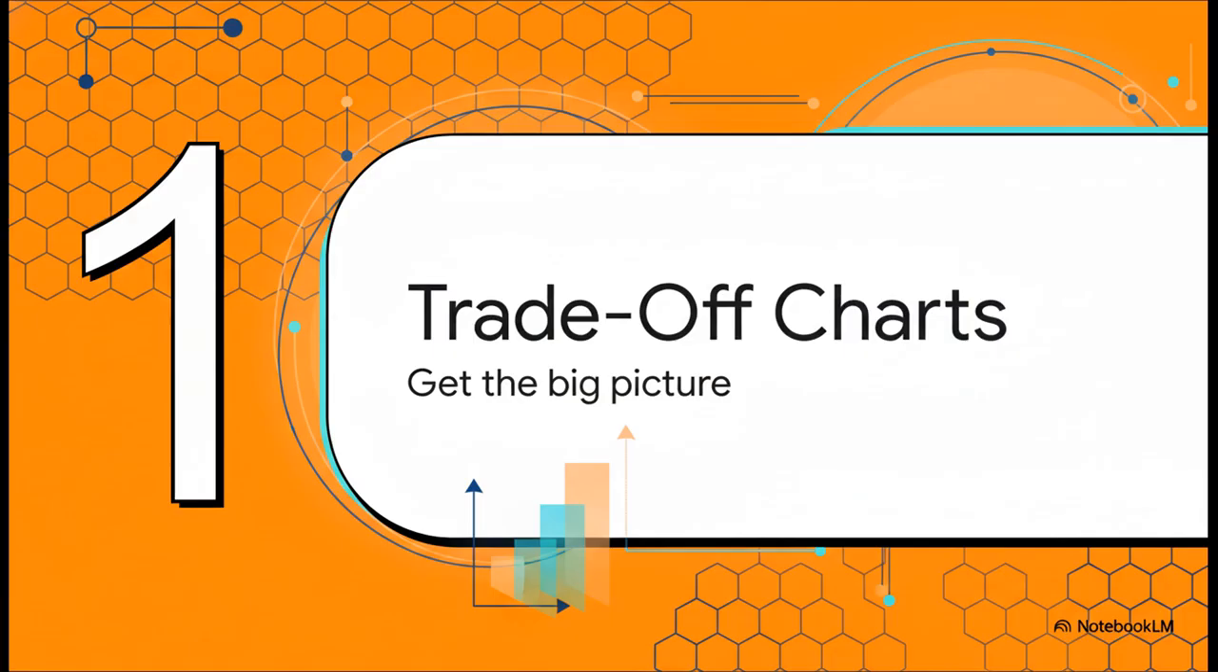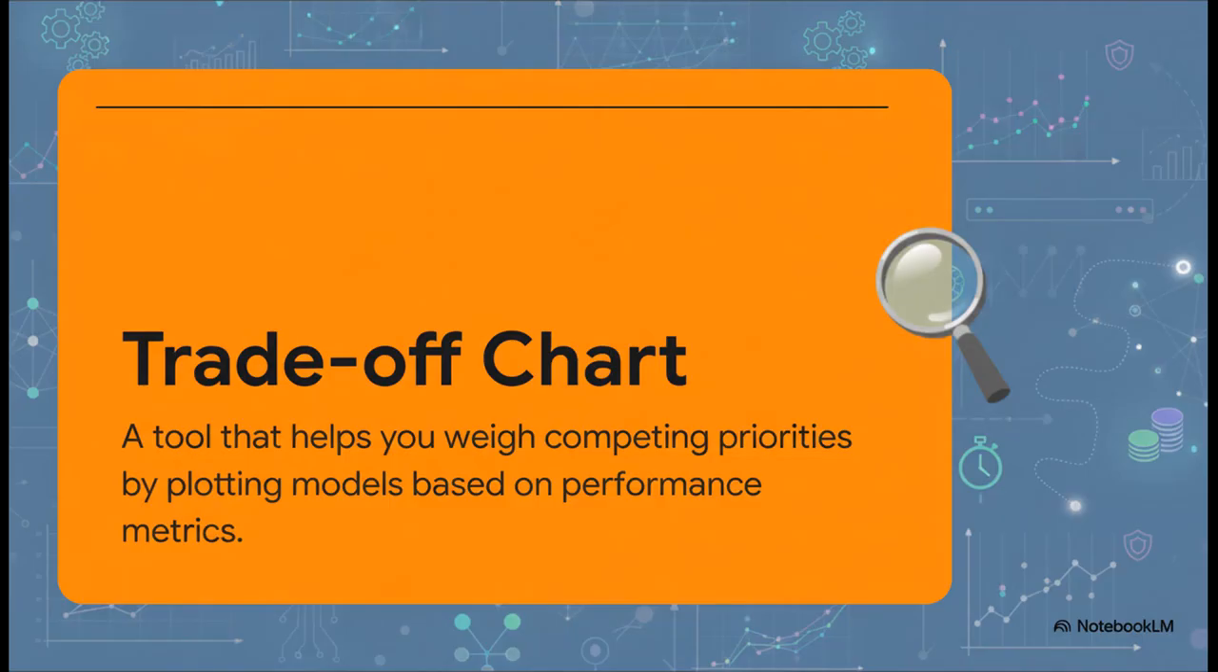Okay, so our first stop is all about getting that bird's eye view. Before you get bogged down in the nitty-gritty of any one model, you need a way to see the whole landscape. And to do that, we're going to use the trade-off charts. So what exactly is a trade-off chart? Think of it as your map for the AI world. It's a visual tool that plots every model against different priorities that are always competing with each other.